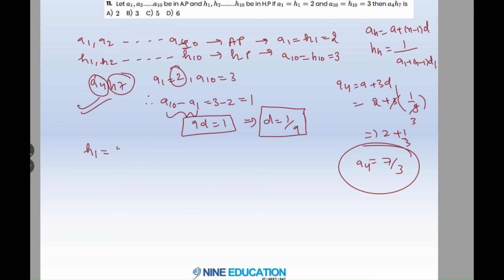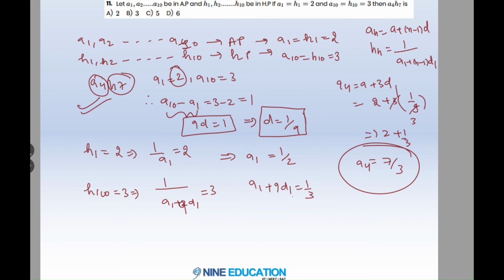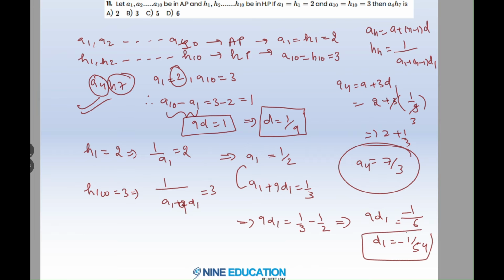Now H1 is 2 which implies 1 upon A1 is 2 and also H10 is 3 which implies 1 upon A1 plus 9D1 it's 3. Hence not 2 it's 9. A1 is equal to 1 by 2 and A1 plus 9D1 it's 1 by 3. Subtract, what we get is 9D1 is equal to 1 by 3 minus 1 by 2 which implies 9D1 is equal to minus of 1 by 6. D1 is equal to minus 1 by 54. And A1 is 1 by 2.